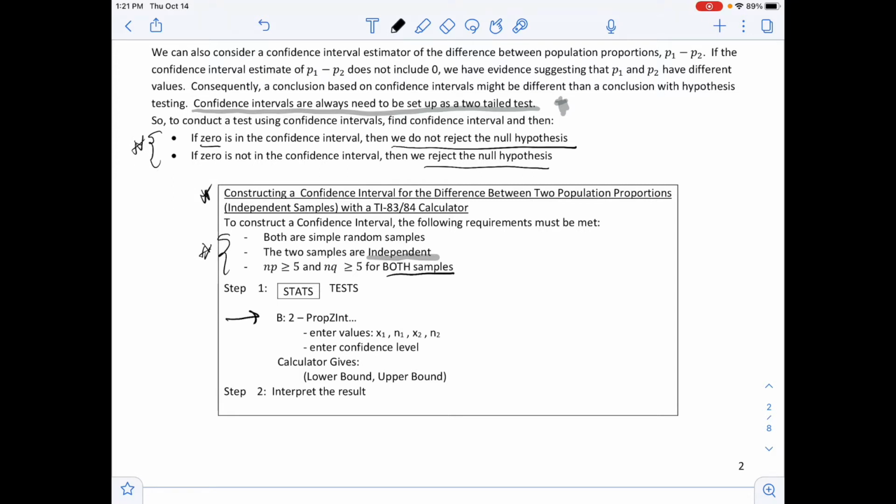And then you're going to enter those values again, x1, n1, x2, n2, enter your confidence level, and then the calculator is going to give a lower and an upper bound, and then you need to interpret your results. And to interpret your results, you need to refer to this, so definitely give that a star. So we'll keep saying this as we go through. Refer to page 2, and it's looking to see if 0 is in that confidence interval or if it's not.